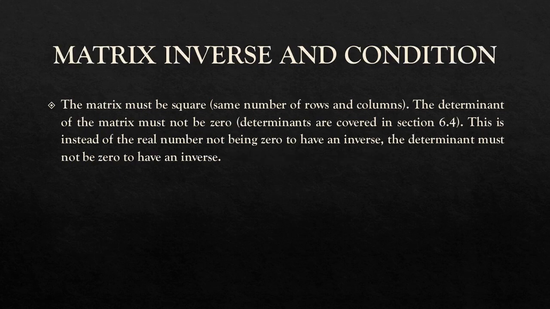Next, we have the matrix inverse and conditions. The matrix must be square, with the same number of rows and columns. The determinant of the matrix must not be 0, as covered in section 6.4. This is like a real number, which must not be 0 to have an inverse. The determinant must not be 0 to have an inverse.